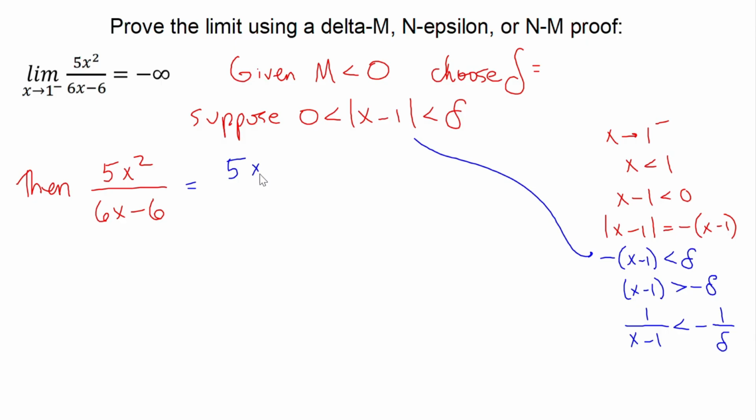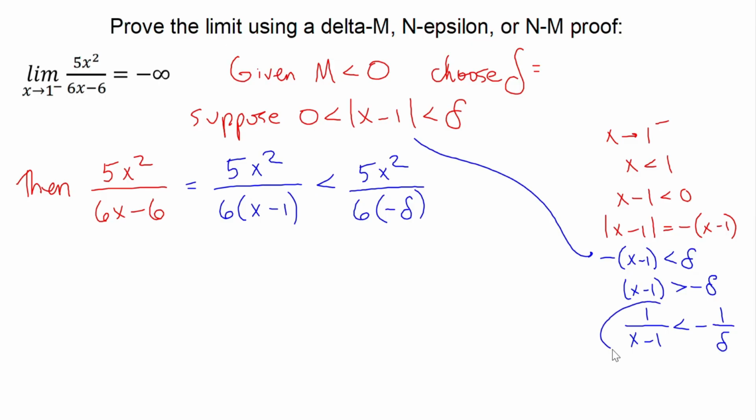We're going to rewrite this as 5x squared over 6 times x minus 1, and then we can replace that 1 over x minus 1 just with a negative 1 over delta. And so this is less than 5x squared over 6 times negative delta. And it's okay to do that because if I take this inequality here and multiply it by 5x squared over 6, 5x squared over 6 is always positive. So when I multiply it, that doesn't flip our inequality sign or anything. And so we just get the statement that 5x squared over 6 times x minus 1 is less than 5x squared over 6 times negative delta.